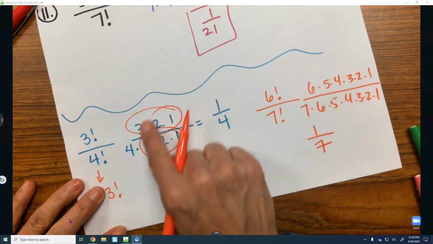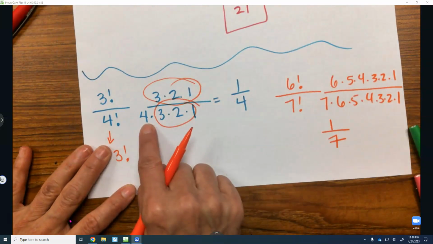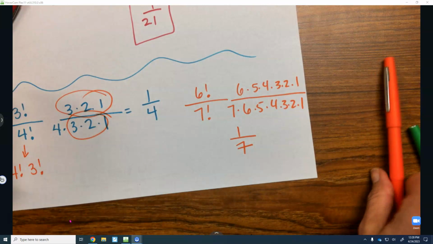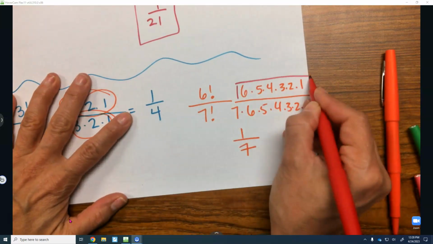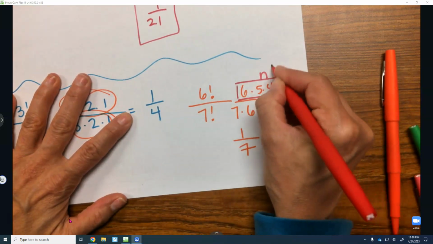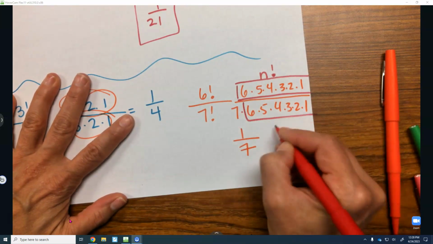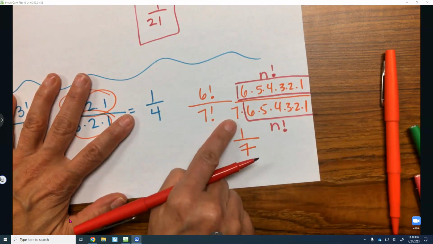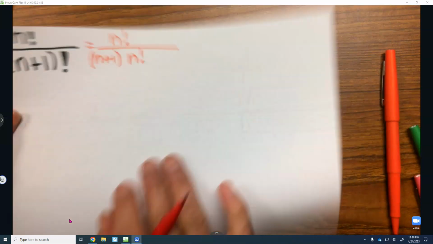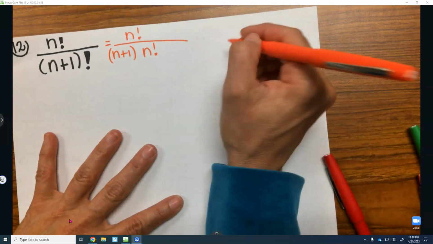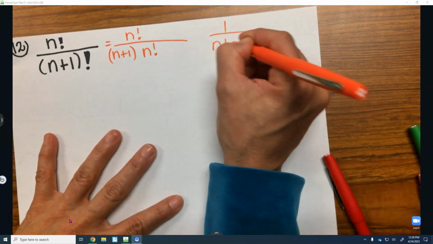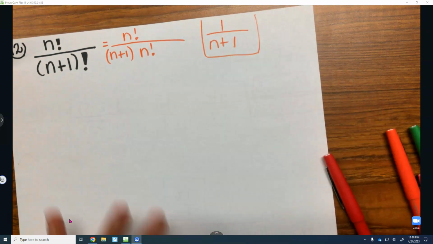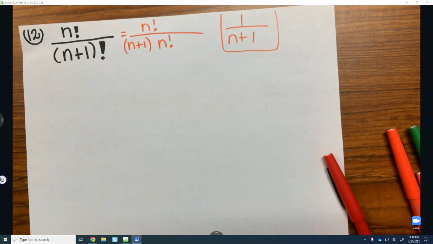Here's where they all match. Here's where it was 1 greater right here. Here's where they all matched. This is like your n factorial, which means that's also n factorial, and there's your 1 greater. Y'all, the answer to this is just 1 over n plus 1. And that's it. That's going to wrap up today's stuff.